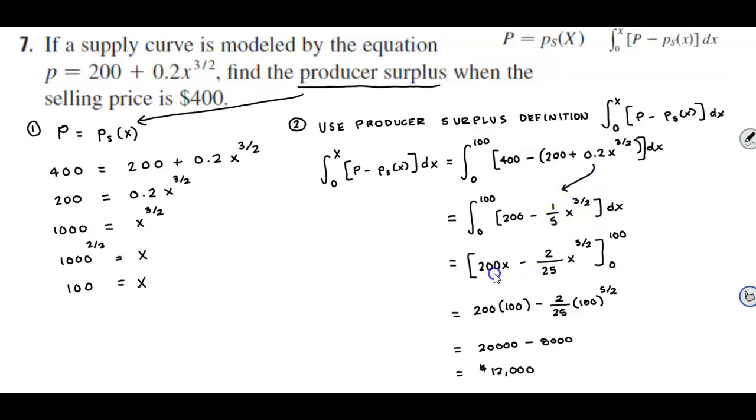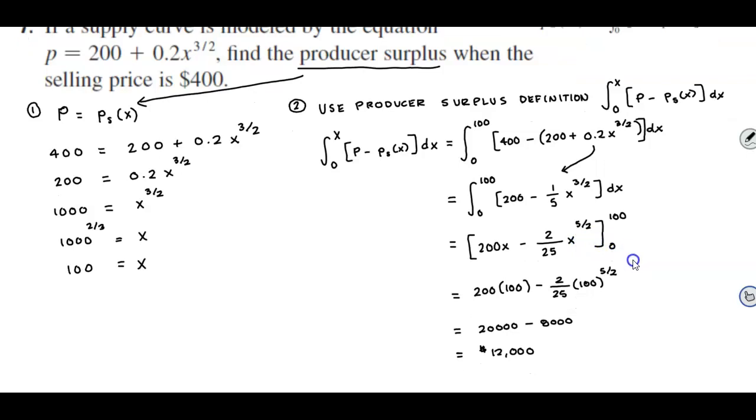So therefore we're going to get 200x minus 2 over 25 x to the 5 halves power, with a lower limit of 0 and an upper limit of 100. Plugging in the value of 100, since 0 would give us 0, we get 20,000 minus 8,000, which gives us $12,000.